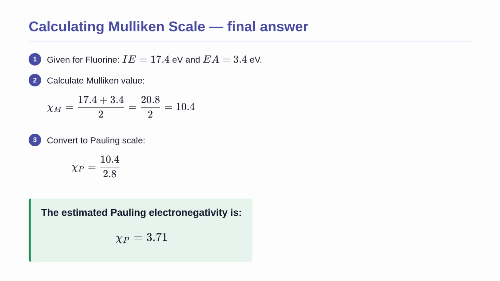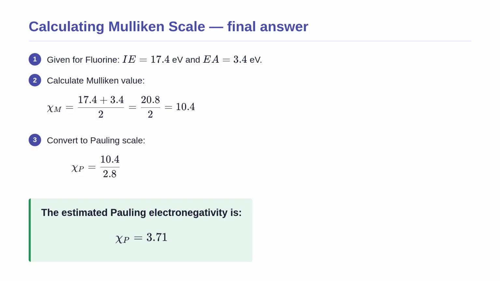Let us apply Mulliken's approach to an atom of fluorine. We are given its ionization energy as 17.4 electron volts and its electron affinity as 3.4 electron volts. First, we add these two values together to get 20.8 and divide by 2 to find the simple average. This gives a Mulliken electronegativity of 10.4.